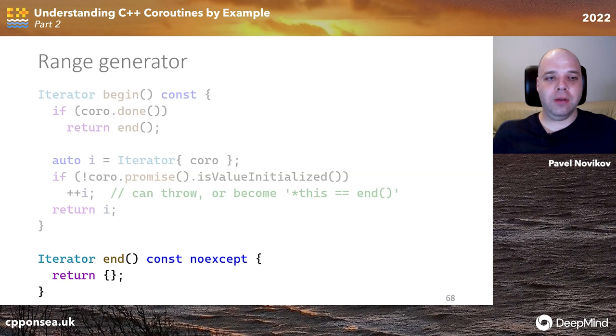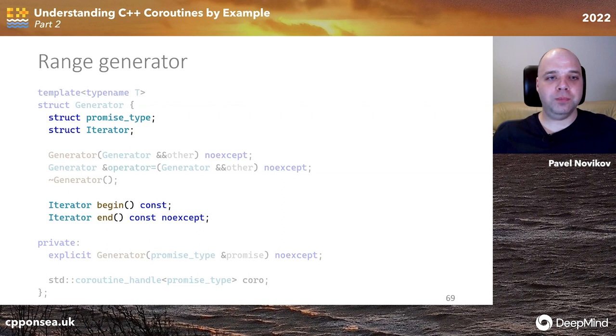And the other member function is end, in which we just return a default constructed instance of the iterator, which is not associated with any coroutine. This is basically the sentinel iterator that is used to find out if a particular iterator has any values, or rather if the coroutine associated with a particular iterator has some values that we can get from that iterator by dereferencing.